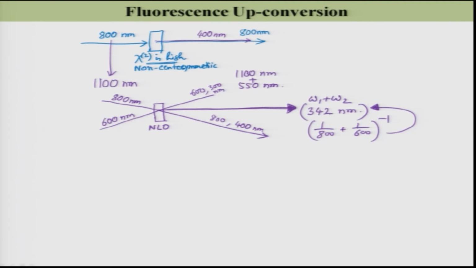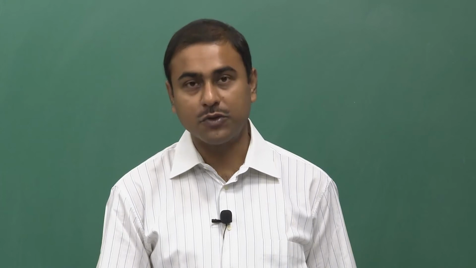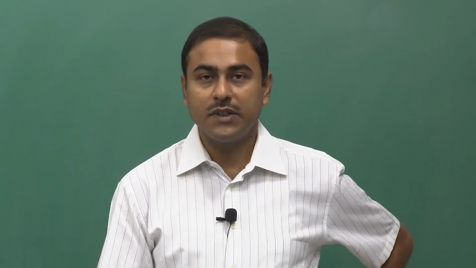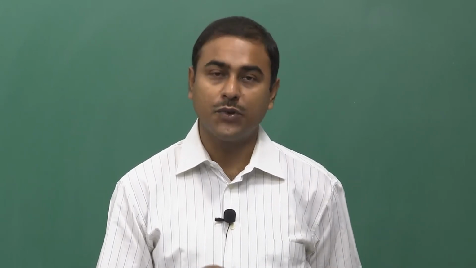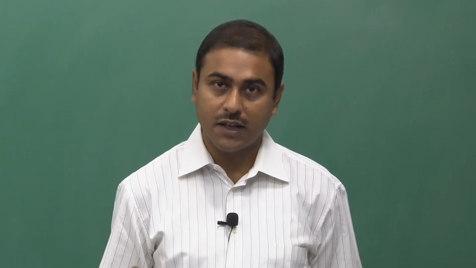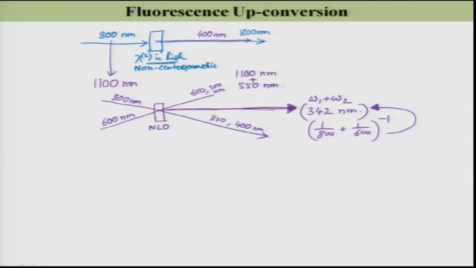Now, remember that such a process will take place only when both the lights are present inside the NLO crystal. If only one light is present, that means if only the 800 nanometer light is present, then the output will be 800 and 400. If only 600 is present, then the output will be 600 and 300. But if both 800 and 600 are present, then only the sum frequency will take place and you will get an output along this direction with a wavelength of 342 nanometer. Okay. So, this is clear.